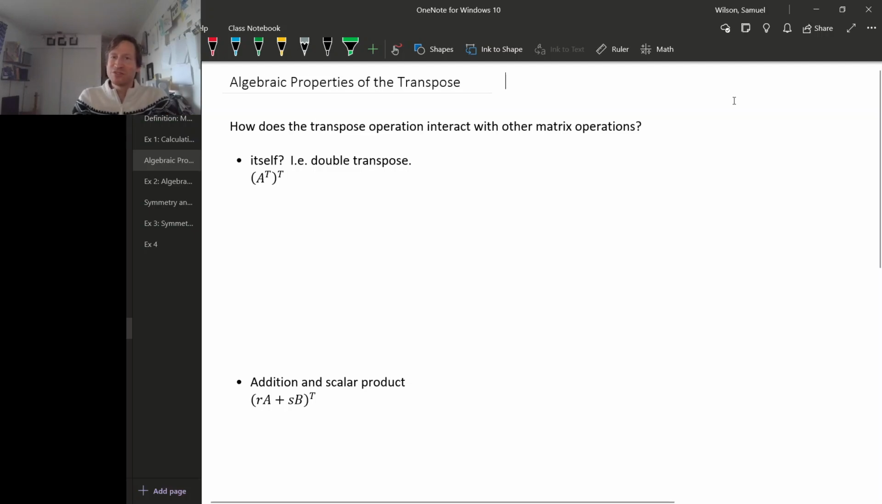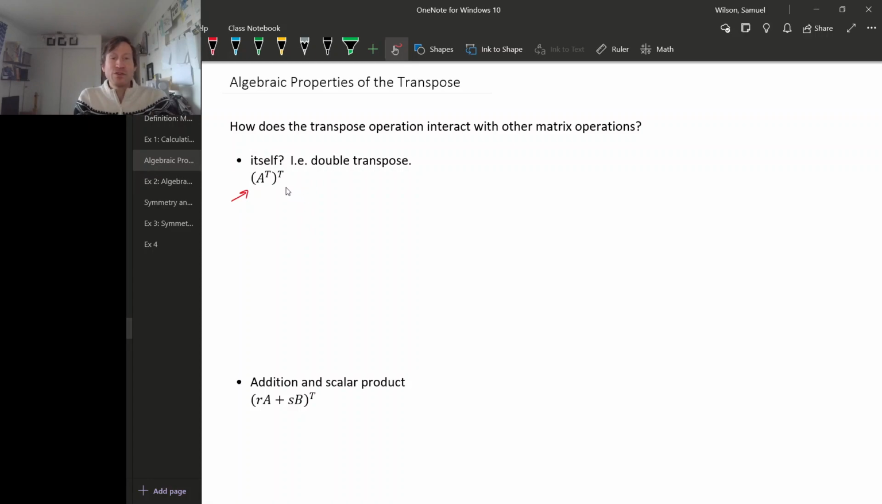As with any other matrix operation, we should see how the transpose fits into the algebra of matrix operations. In other words, how it combines with other matrix operations. One thing that we should check is what happens if you combine the matrix transpose with itself. In other words, what happens if you do the transpose twice.